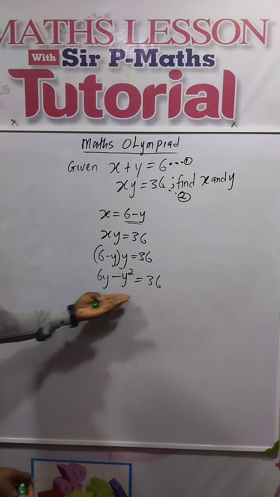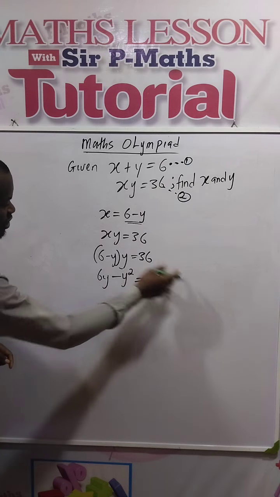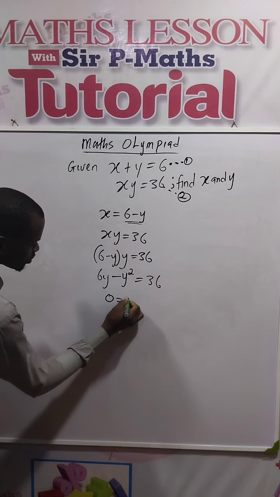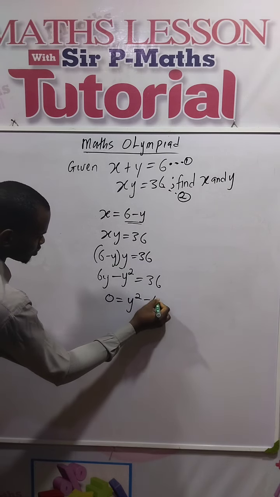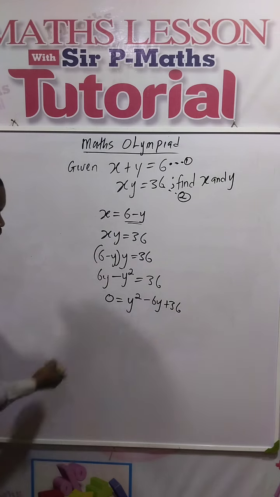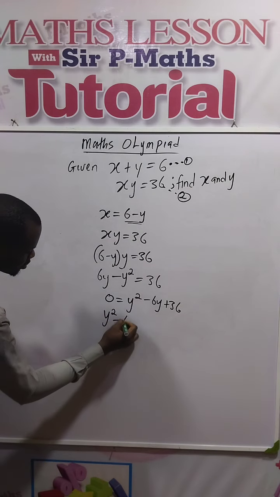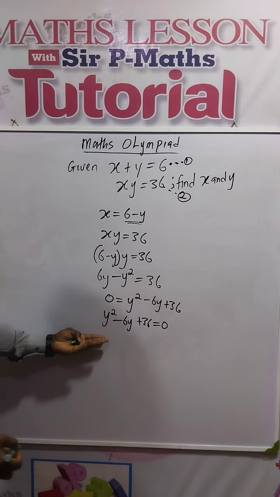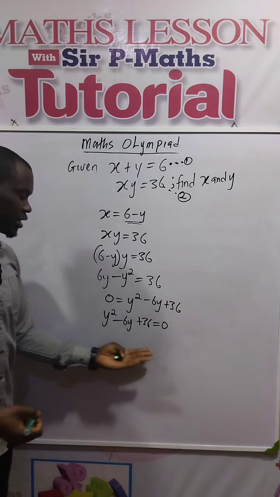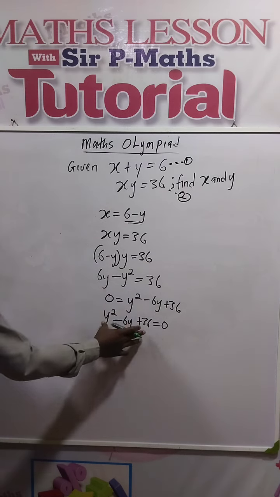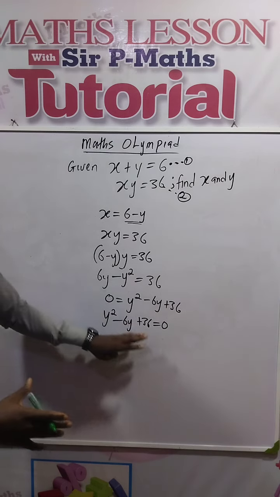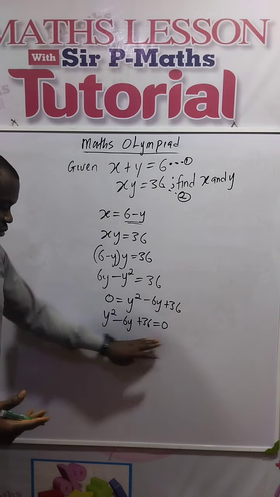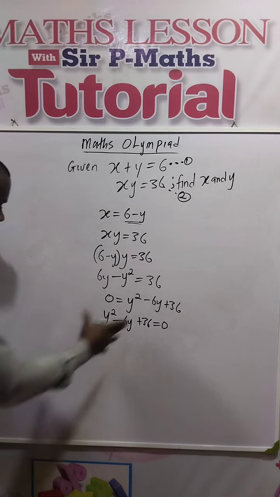This is a typical quadratic equation. Let's take everything to the right hand side so that the y squared becomes positive. So I'll have 0 equals y squared minus 6y plus 36, which we can rewrite as y squared minus 6y plus 36 equals 0. So we have a quadratic equation here to simplify. Let's solve the quadratic equation. Now, looking at this, it cannot be factorized. So let's make use of the completing the square method, or we can use the general formula.